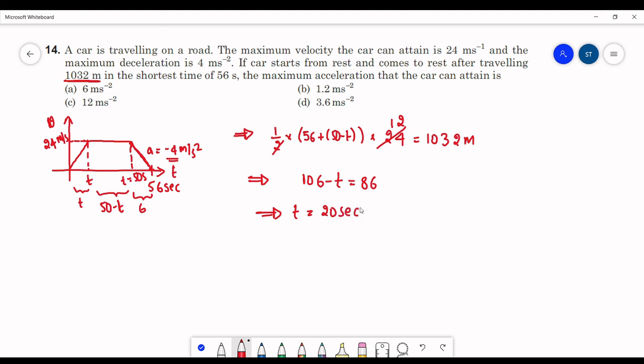Now consider this interval for which the body is accelerating. In this interval, apply v is equal to u plus at. Initially the body is starting from rest, so the initial velocity will be equal to 0. The final velocity attained by the body is 24 meters per second. This will be equal to acceleration into time. The time we have just calculated is 20 seconds. So from here the acceleration will be equal to 1.2 meters per second square, which is the second option.